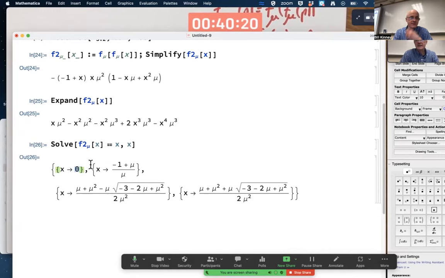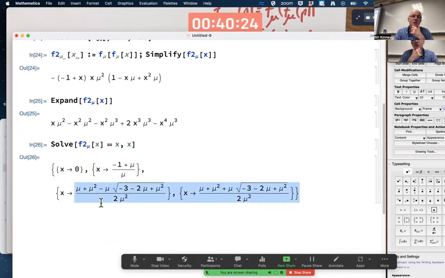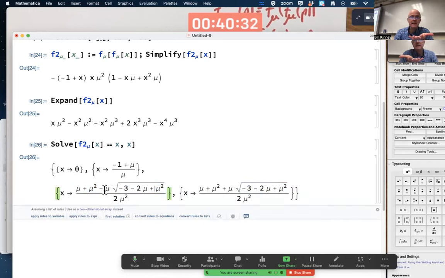There's 0, which is always a fixed point of f. There's mu minus 1 over mu. Two new fixed points of f2 must be the points that are two cycles for f. And these are different things. They're almost the same, except a minus sign there and a plus sign here.